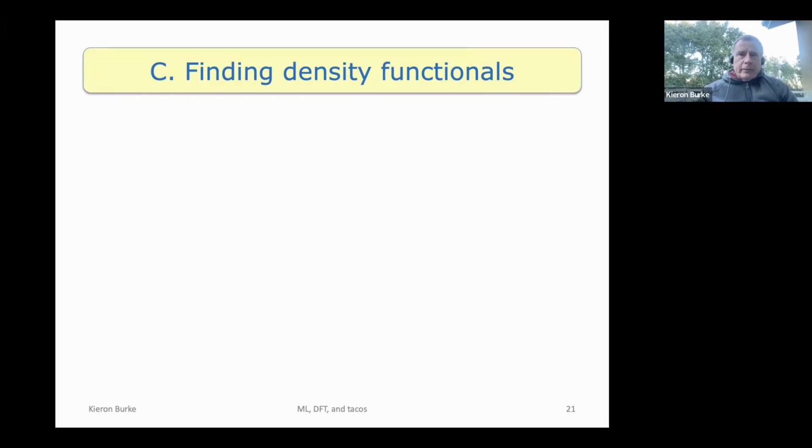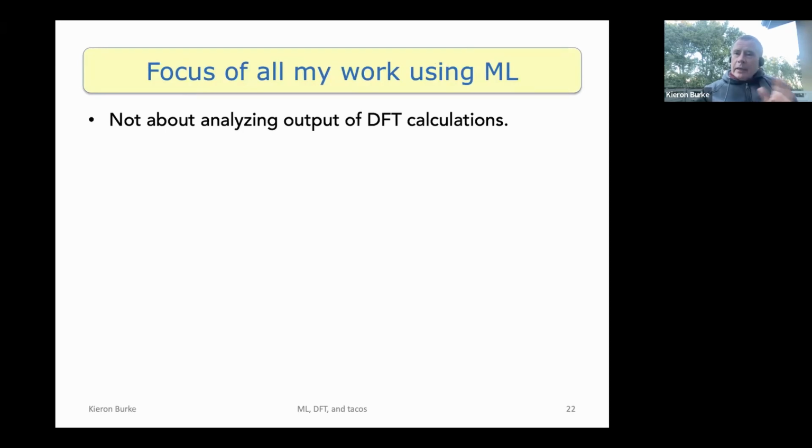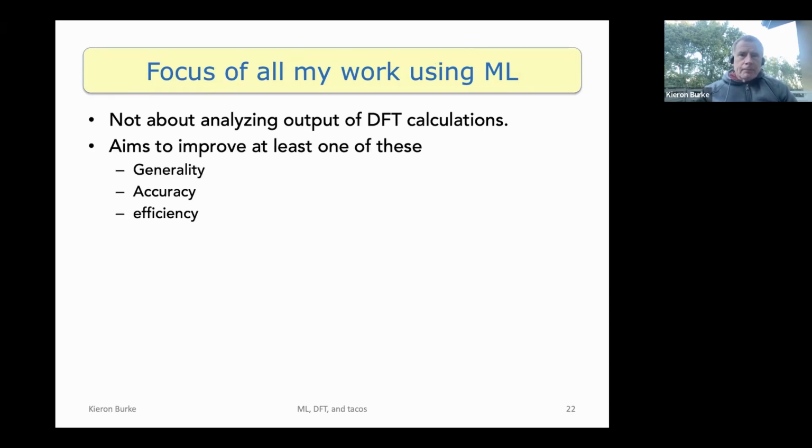So very briefly, the focus of all my work: we're not analyzing the output of DFT calculations, but rather seeing if we can make better functionals. What do we mean by a better density functional? Well, I usually think of it as either more general, something that applies to places that didn't apply before, or more accurate, something that works in the places where our usual functionals work, but works a bit better, or more efficient. It costs less to run.